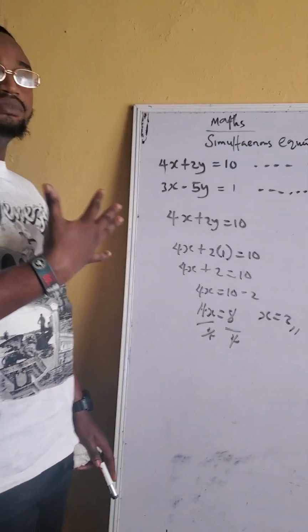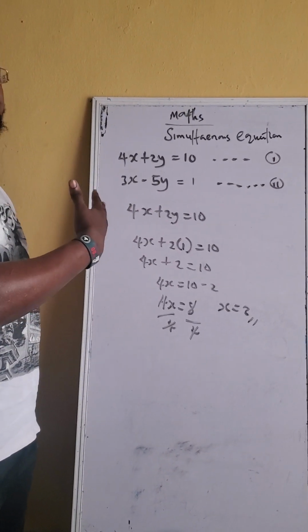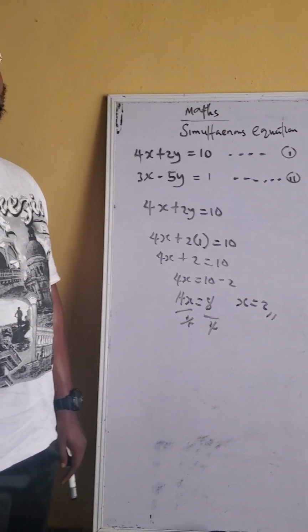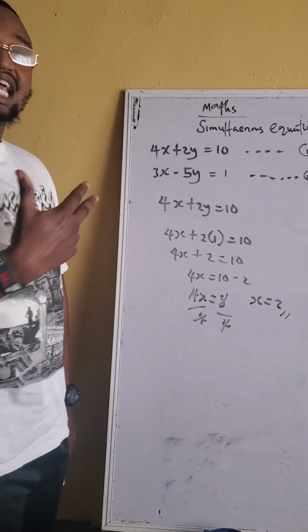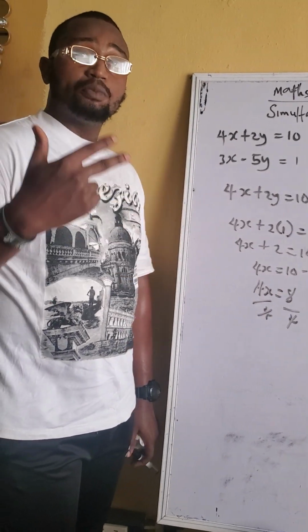Now, judging from this particular type of simultaneous equation example I've given, I really hope that we all shouldn't be having problems with simultaneous equation.